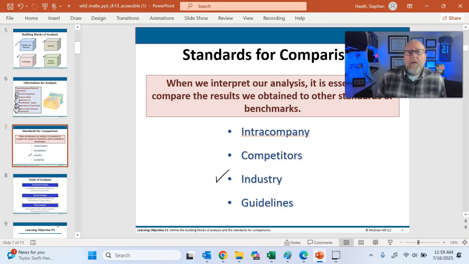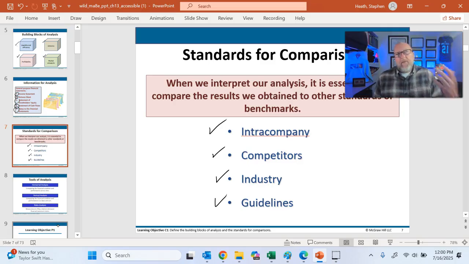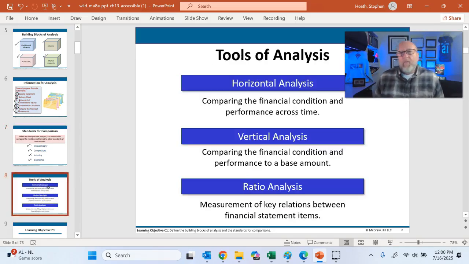There could be industry guidelines, right? There could be all sorts of different things that we would compare ourselves to, but we call that benchmarking, right? How do we compare to something else that is sort of the benchmark or the standard that we are trying to achieve? The way that we're going to do that, we're going to do that three ways, okay? And again, I think I alluded to these.